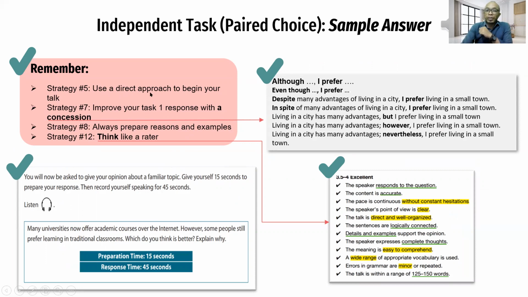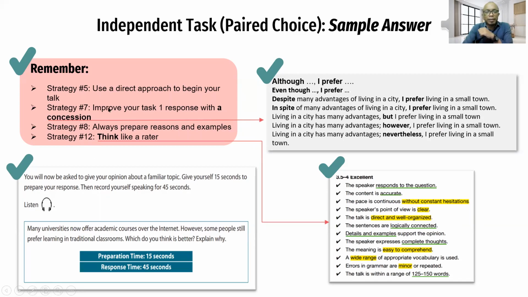So the first one, use a direct approach to begin your talk. Again, don't waste your time talking about or introducing the topic in a way that doesn't answer the question. You see, the questions are already given there. Which do you think is better, and explain why? If you start your response without directly addressing this question, you are wasting your time, because what the raters would like to see mainly is your response to these key questions.